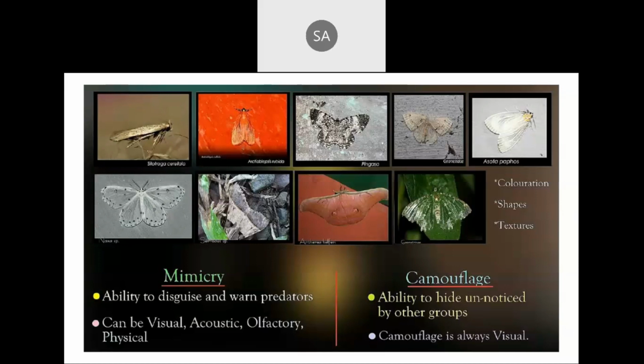Then the next term is camouflage. It is the ability to hide unnoticed by other groups. We can see different moths resting on the wall, which is very matching to the environment, such as the moth sitting on the leaf. So this is camouflage, and camouflage is always visual. So next slide.